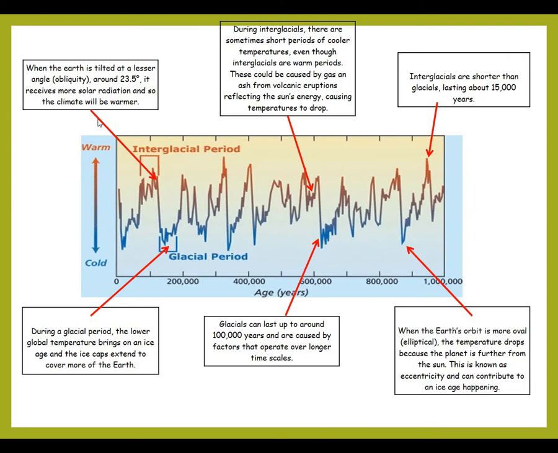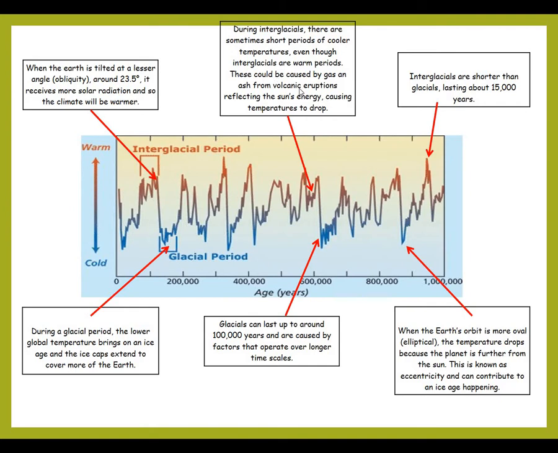Now this is where I've stuck my labels. As long as these three are pointing to any of these warm peaks, and these three are pointing to any of the cold dips or troughs, that's fine. You might have chosen different ones to the ones that I've pointed at. So when the tilt is less, you get more solar radiation, it's an interglacial.